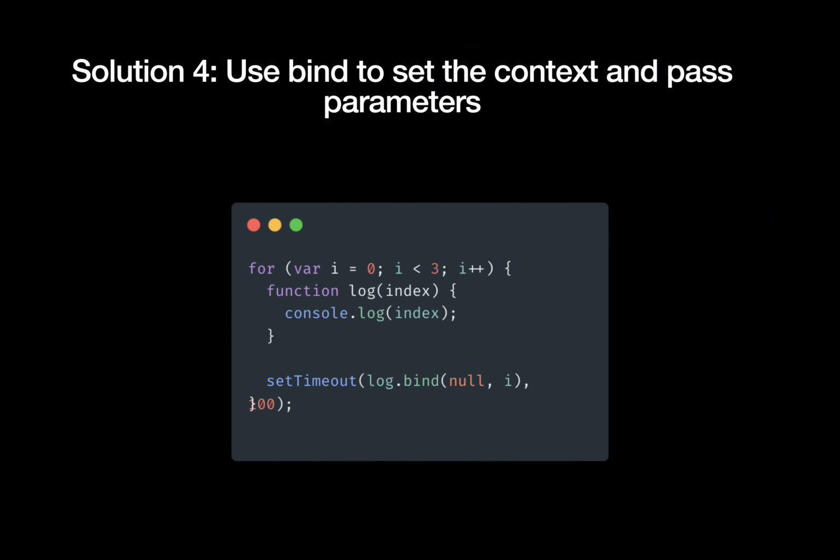The bind method allows you to set the this context, null in this case, and also pass parameters to the function. This way you can ensure that the correct value of i is passed to the log function. Each of the solutions addresses the closure issue and ensures that the correct value of i is logged in the setTimeout callback, that is 0, 1, 2.